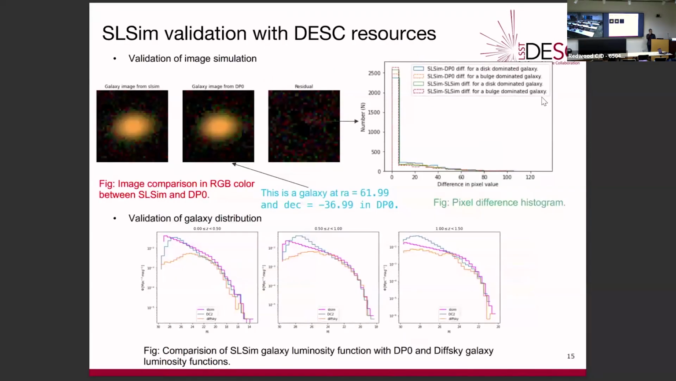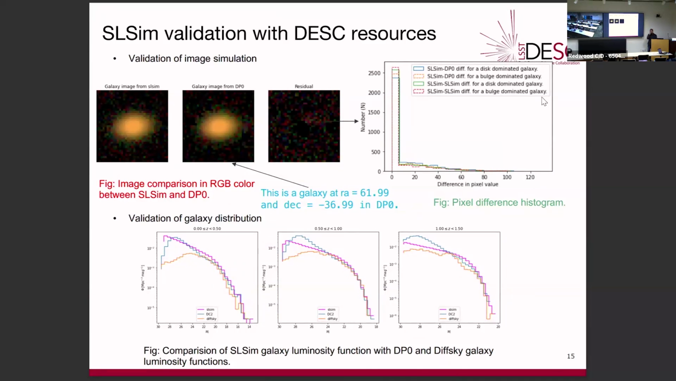Another important task that we did with SLSim is SLSim validation with DESC resources. We just wanted to see how well we perform with the image simulation in SLSim. For that, we picked one galaxy from the DP0 and simulated an image of that galaxy using SLSim and compared that image with the DP0 image of that galaxy. And you can see in the image, they are pretty much the same.